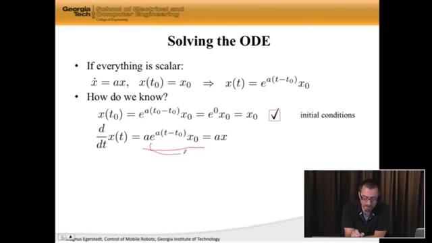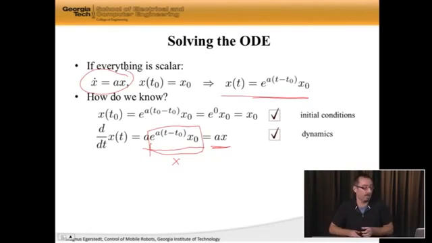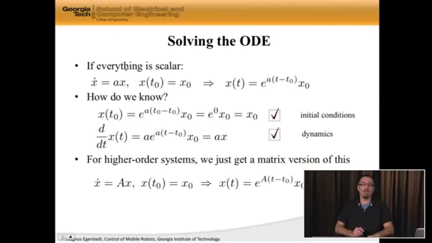Well, this thing here, that's x, right? So the time derivative of my proposed x is equal to a times x. Well, that's where we started. So what we now know is that the dynamics is correct as well. And if the initial conditions are right and the dynamics is right, we know, thanks to the existence and uniqueness of solutions to differential equations, that this is indeed the right solution.